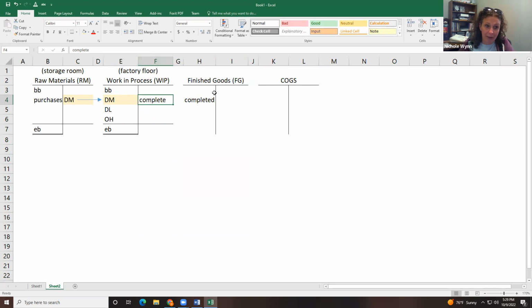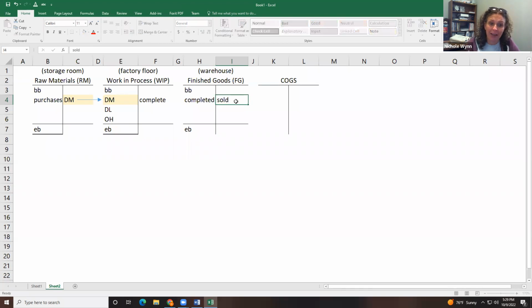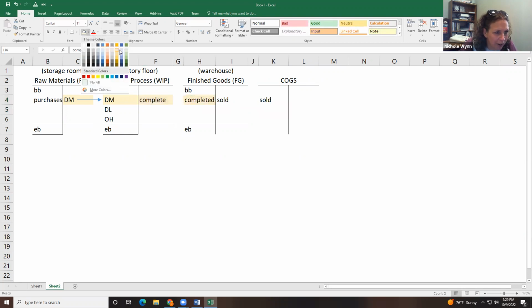When they get all done, they leave the factory floor. Picture it as a bicycle, and maybe we've got somebody that does quality control, and that person has to ride the bike over to the warehouse. The warehouse is where all of our completed bikes hang out until we sell them to the customers. When we get there on January 1, we'll have some bikes just hanging out ready to go. We'll have a beginning balance and an ending balance. Then as we sell them, they leave here and go over to COGS. So these goods shift over, and then these goods shift over.